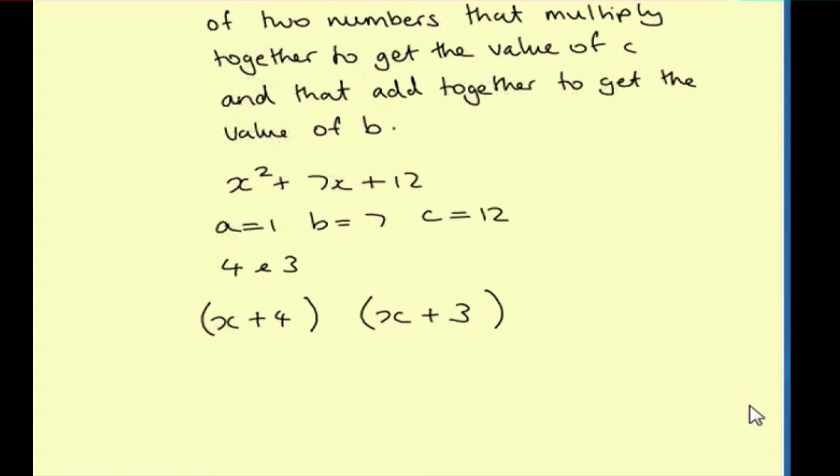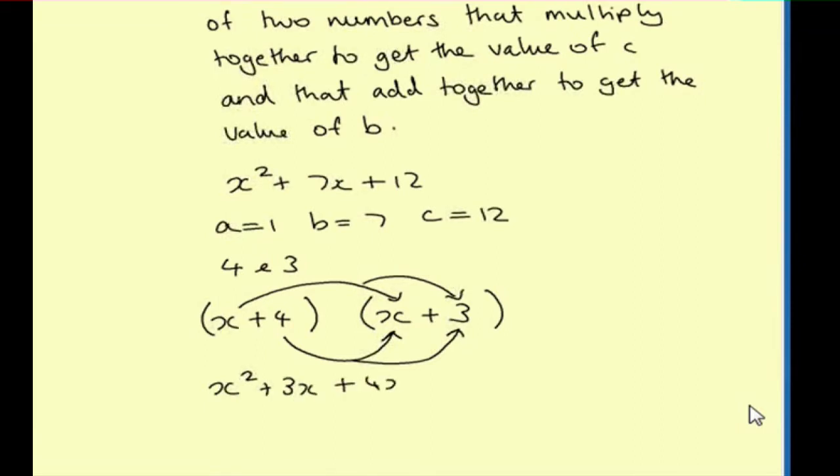Now a next step which is advisable is to expand the brackets to make sure you get back to what you started with. So just put some arrows in there to indicate the multiplication sequence. So we do x times x, which is x squared, x times 3, which is 3x, 4 times x, which is 4x, and 4 times 3, which is 12. So we end up with x squared plus 7x plus 12. So we know we've factorised it correctly.